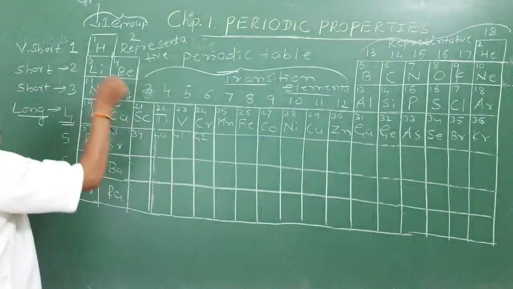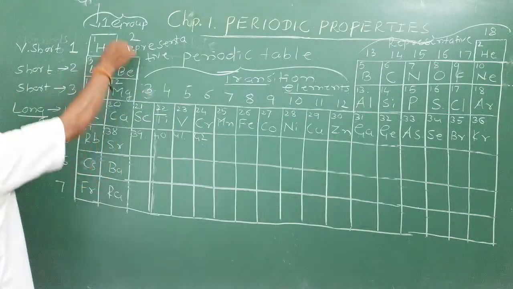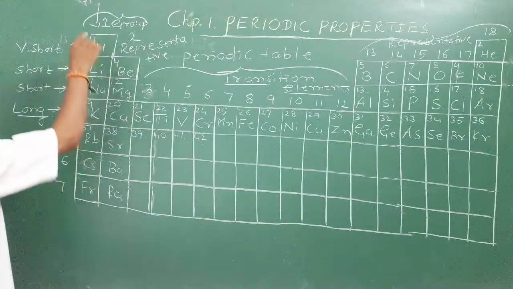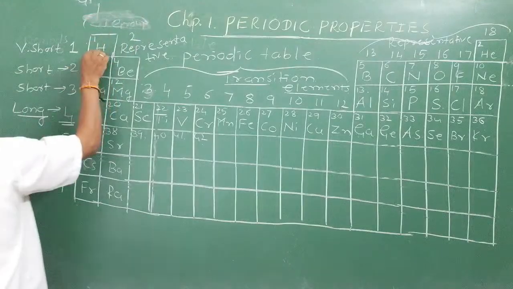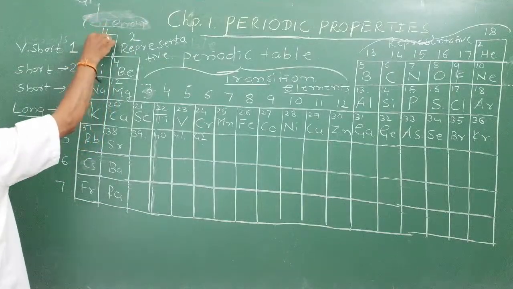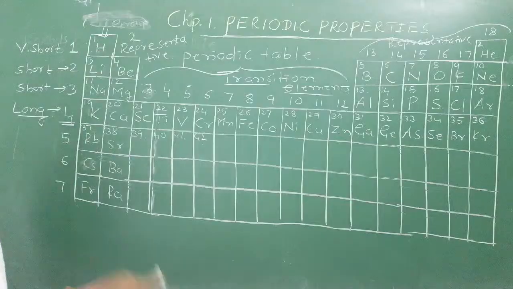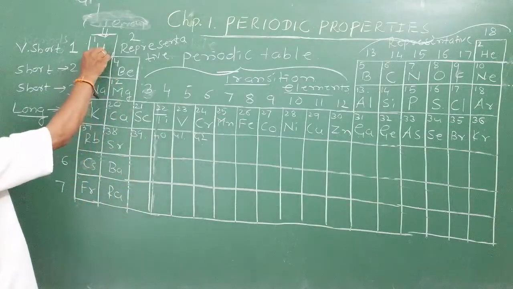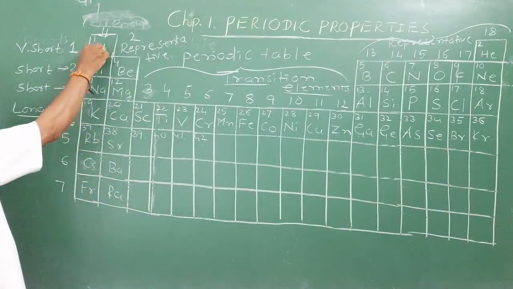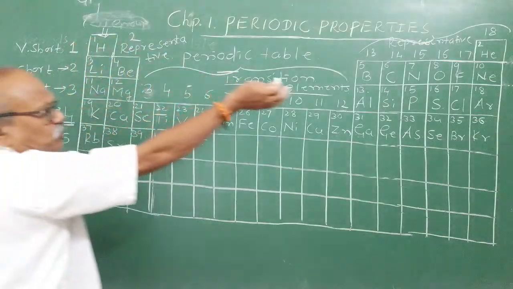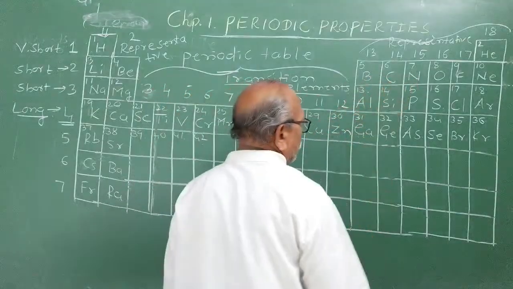Transition means they show transition from metallic. Group 1 elements, except hydrogen, which is exceptionally placed. That was one of the drawbacks of the periodic table. One of the drawbacks of Mendeleev's periodic table was also hydrogen. Hydrogen is a non-metal. Being a non-metal, all non-metals should be present on the right side.